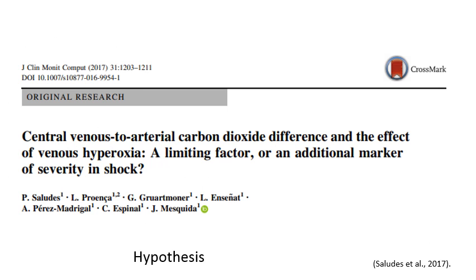This study, entitled Central Venous to Arterial Carbon Dioxide Difference and the Effect of Venous Hyperoxia, a Limiting Factor or an Additional Marker of Severity in Shock, explores the effects that carbon dioxide difference, as well as high levels of oxygen in the venous system, known as hyperoxia, have on shock severity. In this study, patients within the intensive care unit were observed. This study sought to analyze hyperoxia and further define whether the central venous to arterial carbon dioxide gap and the central venous to arterial carbon dioxide / arterial to venous oxygen difference ratio are helpful in prognostic outcomes in shock management.